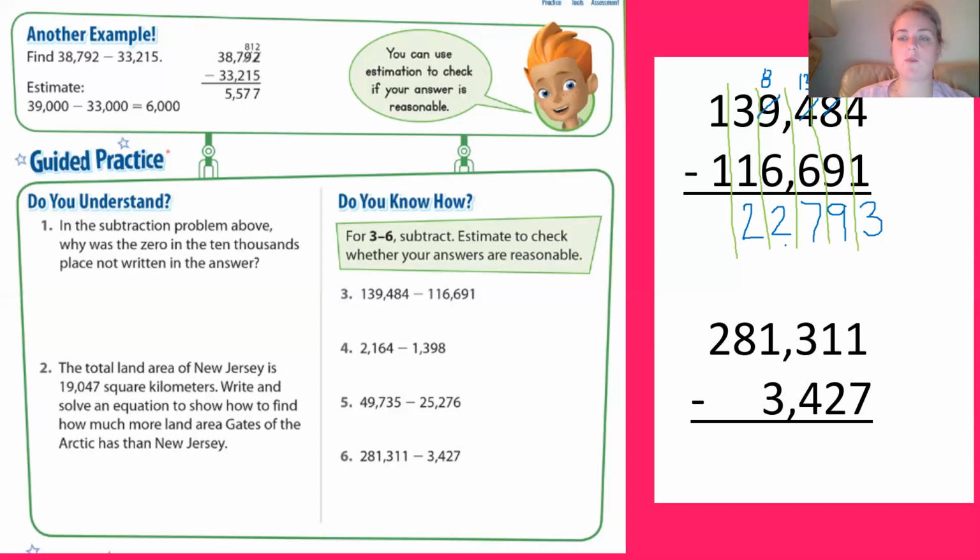So my answer is 22,793. So to check that, I don't have enough space, but I would add these two numbers together and I should get the number at the top. All right, let's look at the next one.